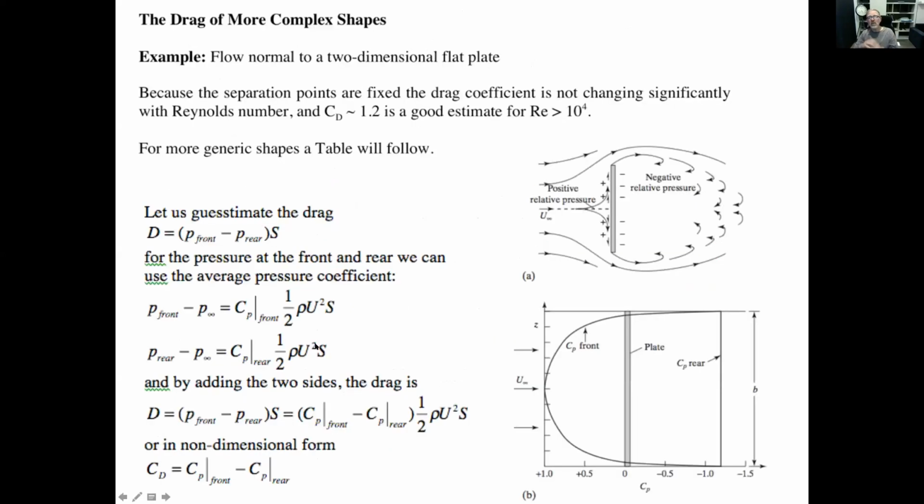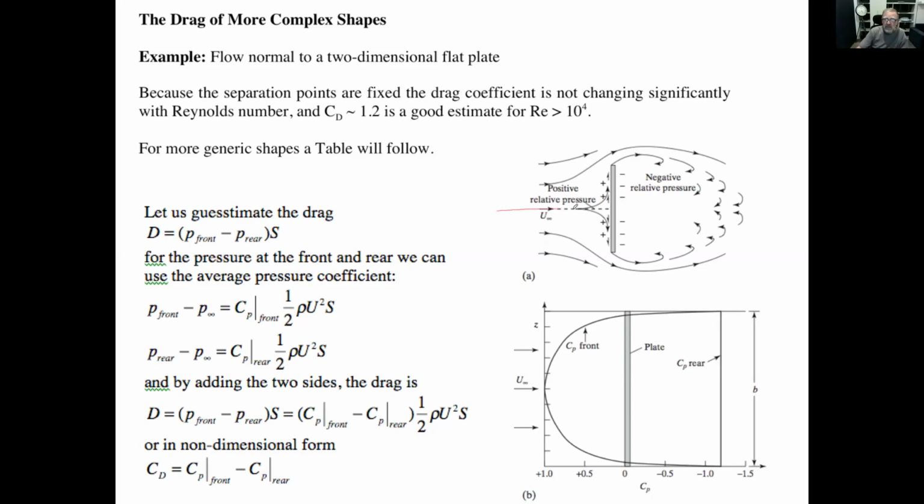So we need to learn more about other shapes. I mean, a cylinder is nice. It's a good start, but we were not completely right in terms of experiments. So let's look at other things. So here's some speculation about how I can figure out what would be the drag of a flat plate. I'm looking at it and just speculating.